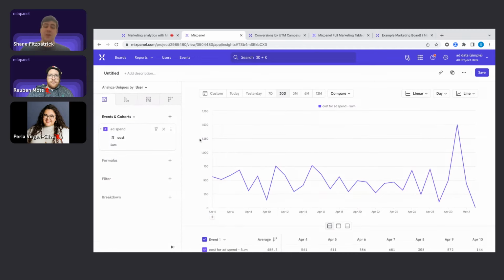Now, this is a little bit more interesting. Instead of just looking at that generic line that didn't have much meaning, we can see how much we're actually spending every day on ads. Are we spending too much? Are we spending too little? Are we staying within budget?